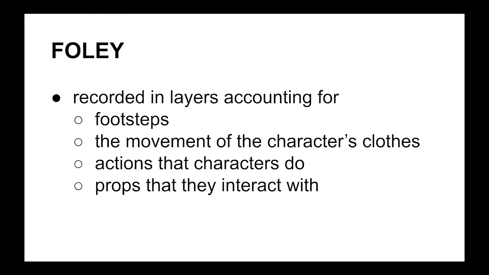Generally, you record Foley in layers. In other words, they'll do several passes. They'll do footsteps. And there'll be a pass where they record the movement of the character's clothes. That would be every character in the film. They would redo the clothes. Then any actions the characters do, if they run their hands through their hair or clasp their hands together, or any props they interact with.